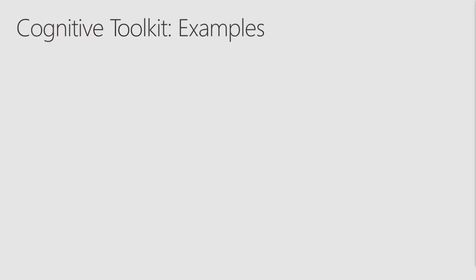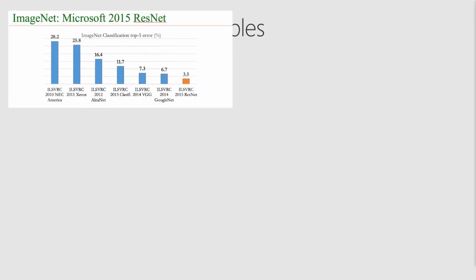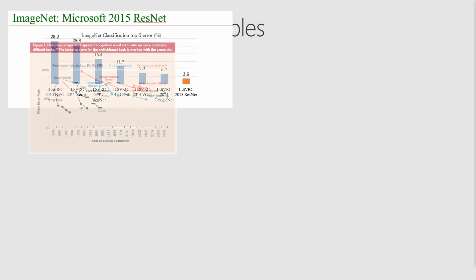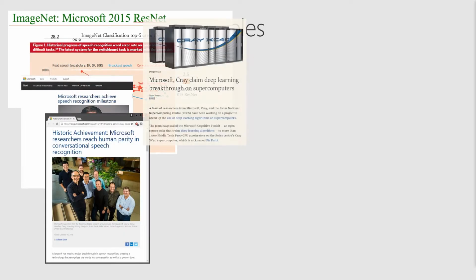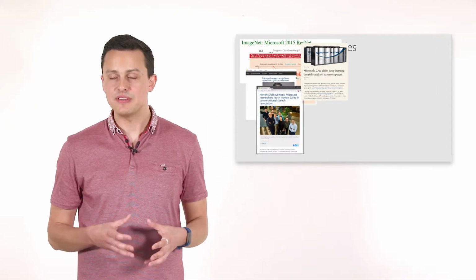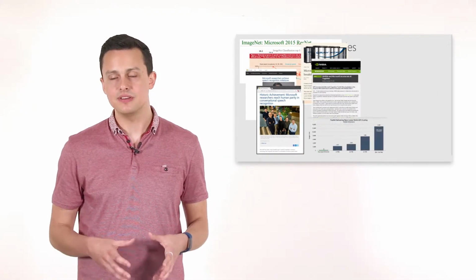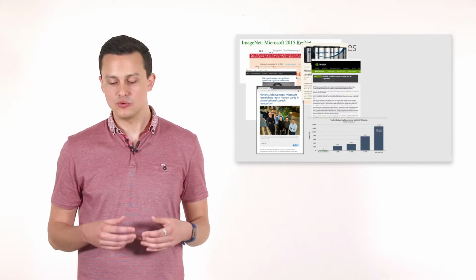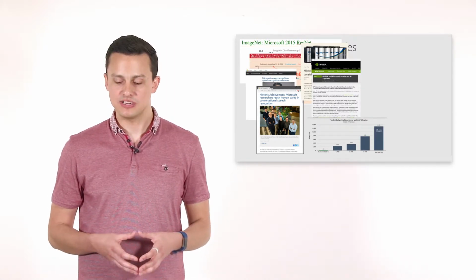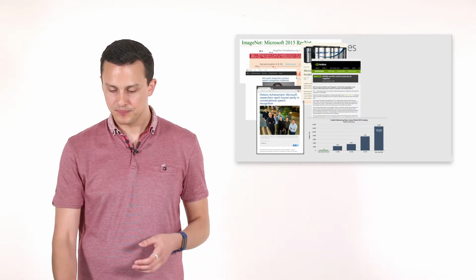So, where is Cognitive Toolkit being used? Well, it has its roots in Microsoft's research team. They used it as part of their ResNet architecture to provide their award-winning solution for image recognition. They also used it when achieving human parity with speech recognition. They have a number of different partners, including Cray supercomputers and NVIDIA, that have worked to ensure that this toolkit works exceptionally well at scale.